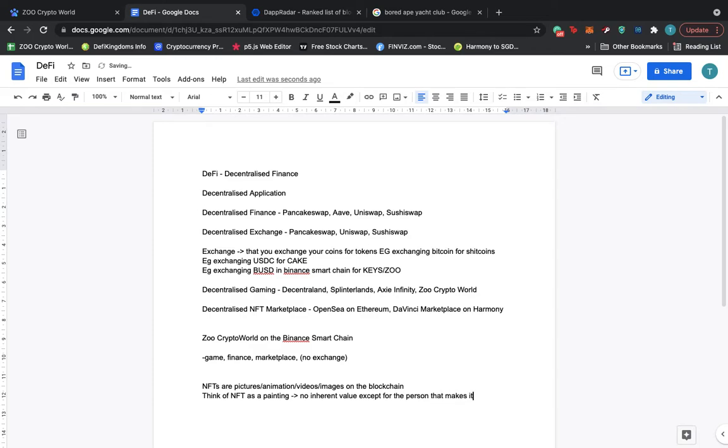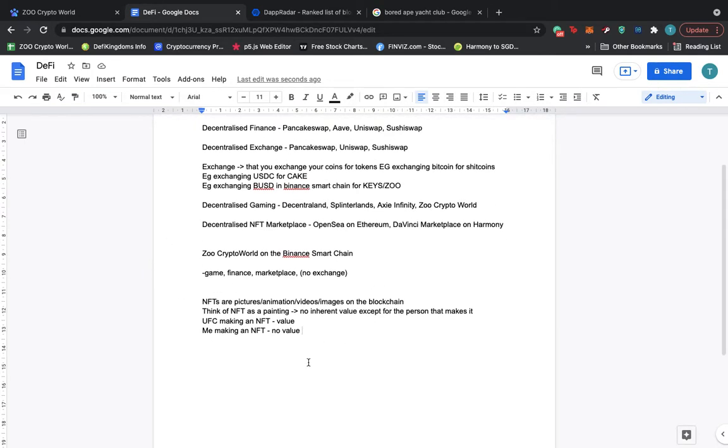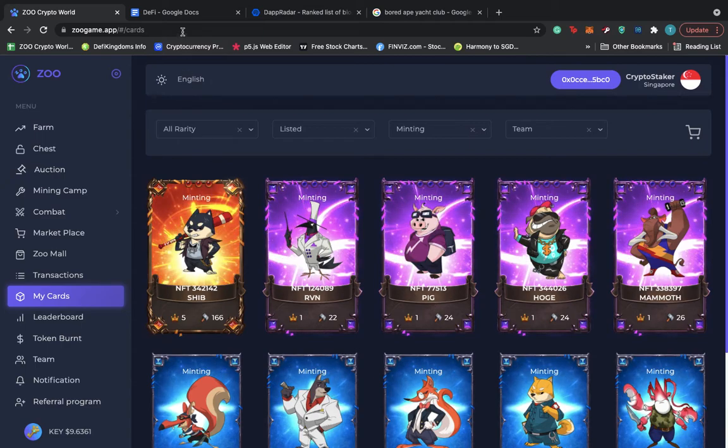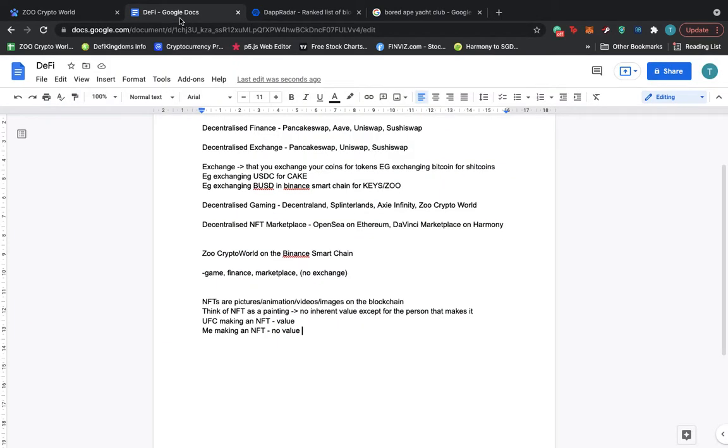For example, if UFC were to make an NFT, it has value, right? Because it's UFC. Me making an NFT, no value. Because if I were to just draw something, I don't think anyone will buy because you don't really know who I am, right? So NFTs are pictures on the blockchain. And what's so good about this NFT is that it combines finance and NFT together.